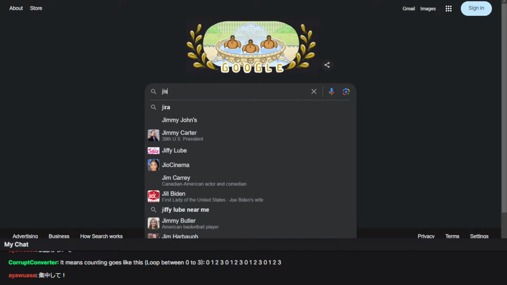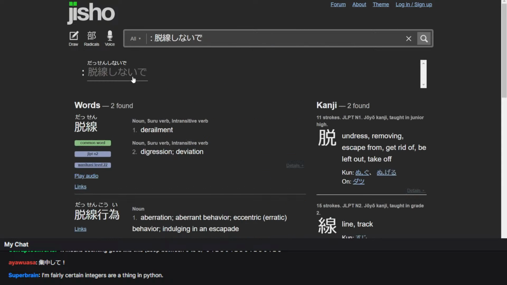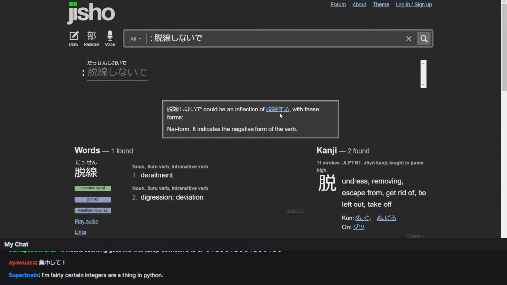Look at all my tabs. I'm starting to collect so many tabs of just random things.